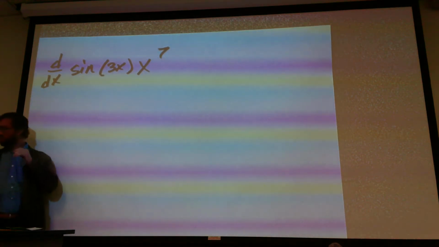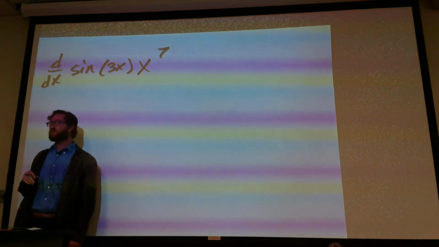Okay, so now we're covering the part of the test that's concerning the chain rule, the product rule, and the quotient rule. Okay. So the first question is the derivative with respect to x. I'm writing kind of big, so I'll put this on 2 lines.